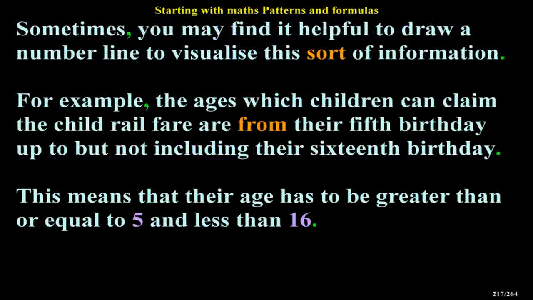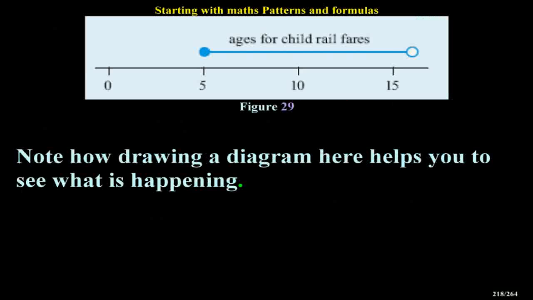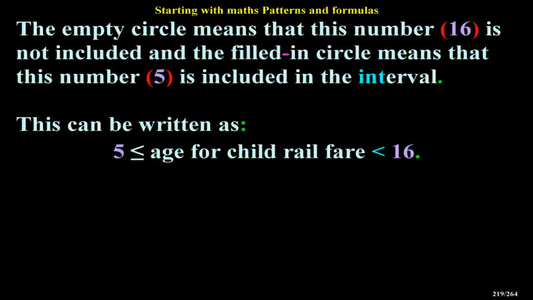Sometimes, you may find it helpful to draw a number line to visualize this sort of information. For example, the ages at which children can claim the child rail fare are from their 5th birthday up to but not including their 16th birthday. This means that their age has to be greater than or equal to 5 and less than 16. Figure 29. Note how drawing a diagram here helps you to see what is happening. The empty circle means that this number, 16, is not included, and the filled-in circle means that this number, 5, is included in the interval. This can be written as 5 ≤ age for child rail fare < 16.